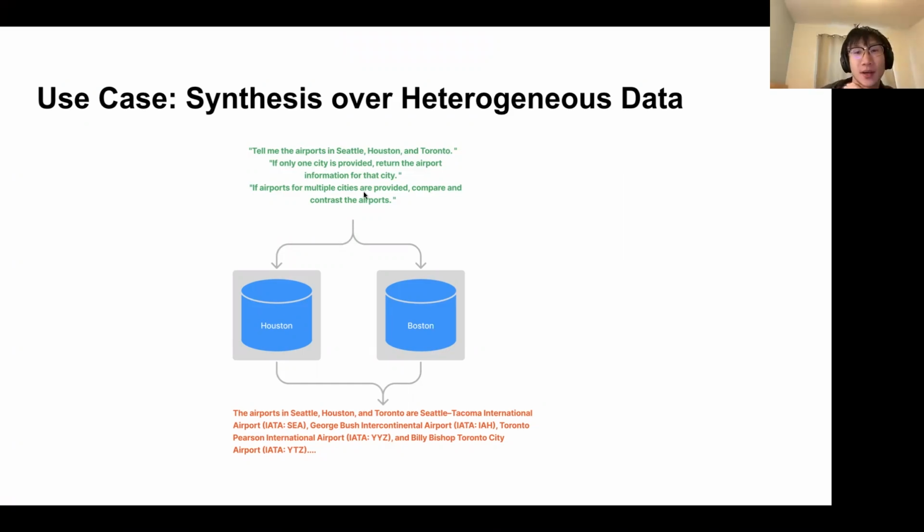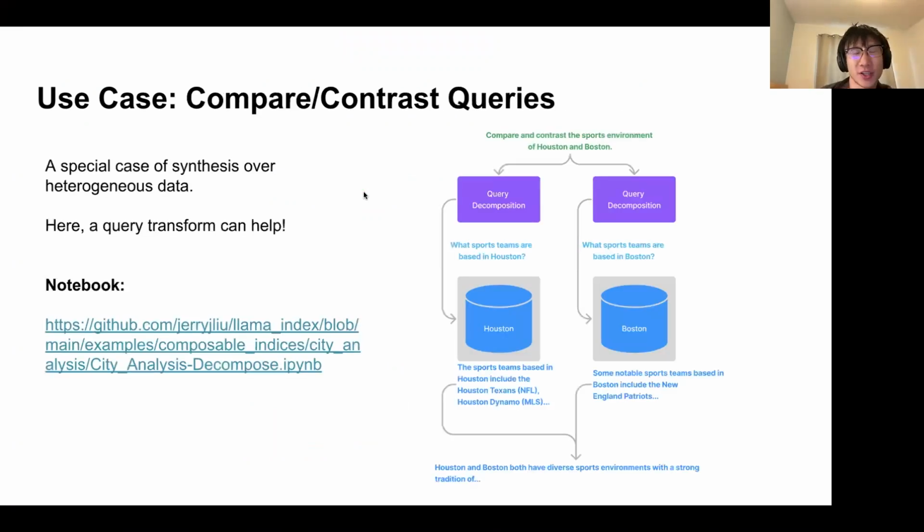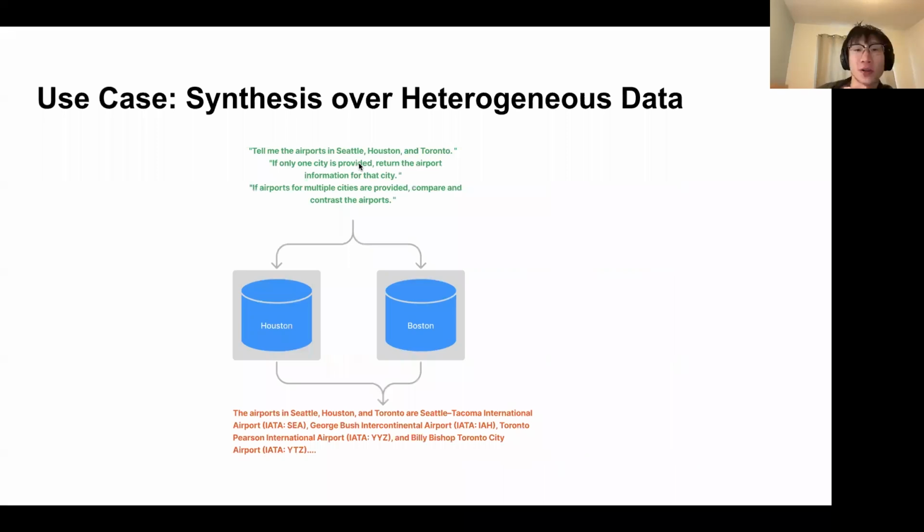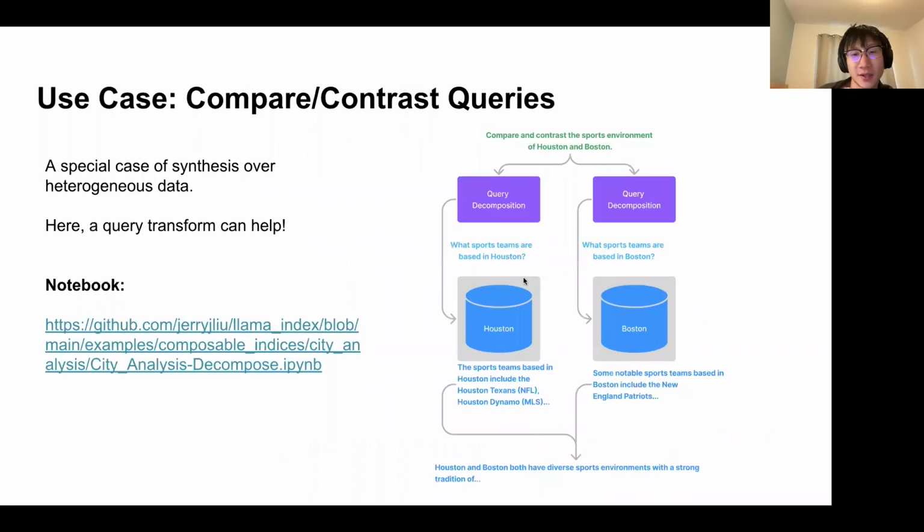Another example is that you can use, for instance, our query decomposition module to break down more complex queries, such as this, into a simpler one over your data source. And this works well over your composed graphs as well. So for instance, if you have a vector index for Houston and a vector index for Boston, and then you have a list index on top of both, let's say you want to ask a question: compare and contrast the sports environment of Houston and Boston.